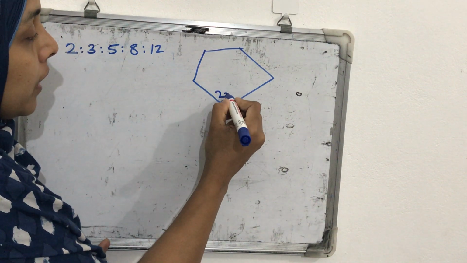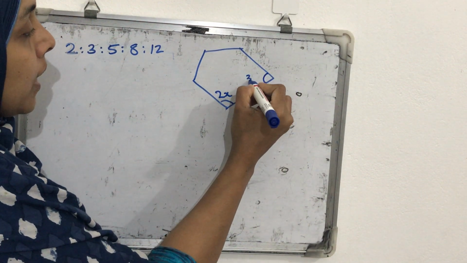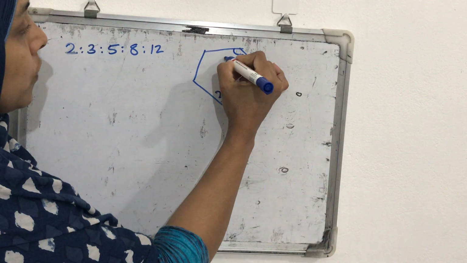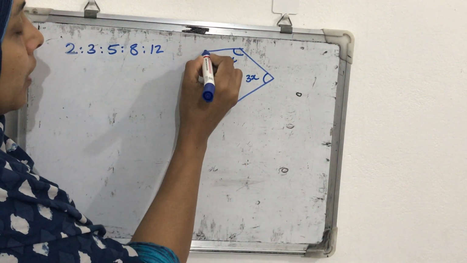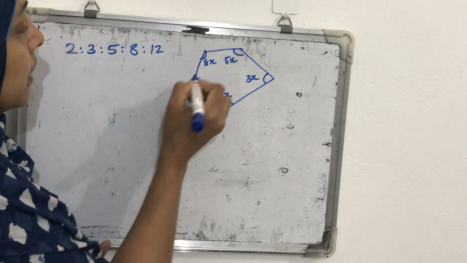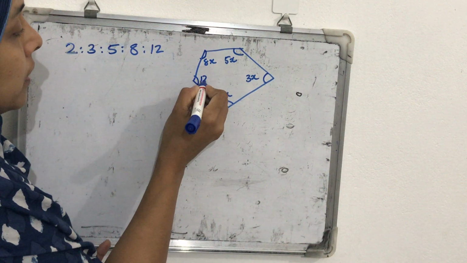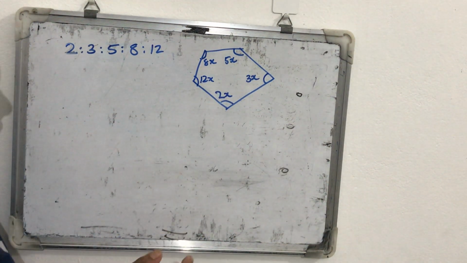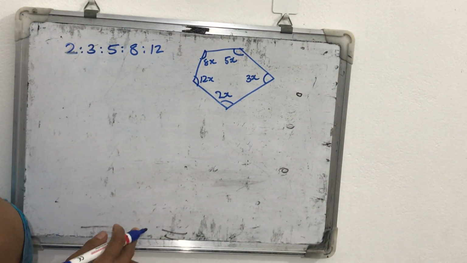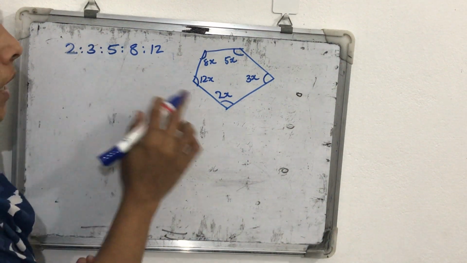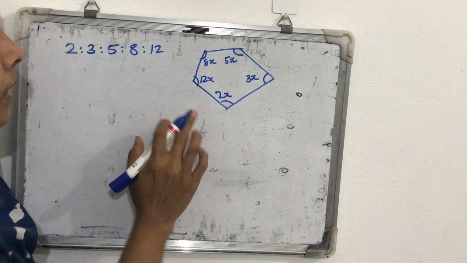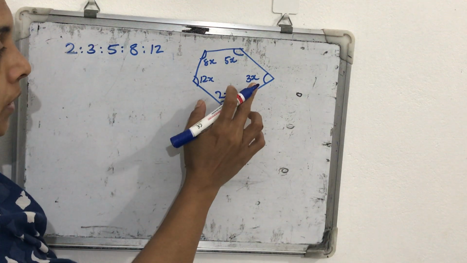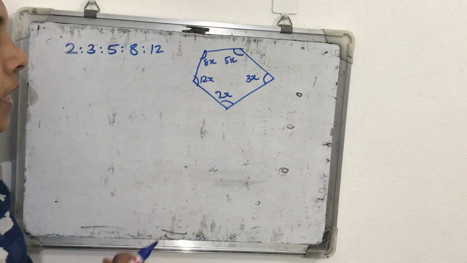So each angle we can take: one angle we can take 2x, the other angle 3x, next one 5x, this is 8x, and this is 12x. So if these ratios are given like this, we can just take each angle as 2x, 3x, 5x, 8x and 12x.